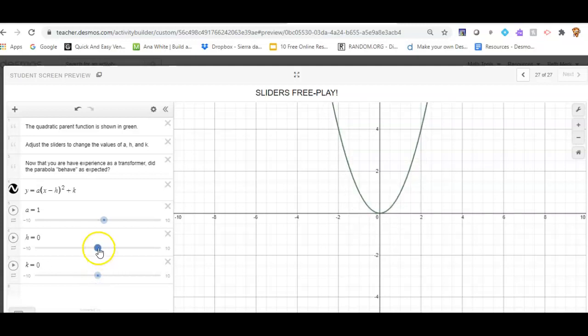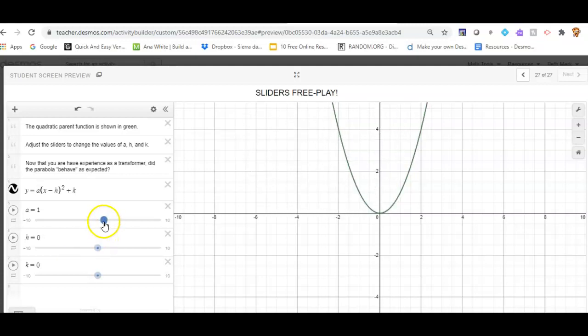You can see that moving h, when h is positive, it does go to the right, but think about what that means. That means x minus 3.6. So it looks like we've subtracted a number from x in the formula. That makes it go right. And when it's negative, x plus negative 4.8, it goes to the left.